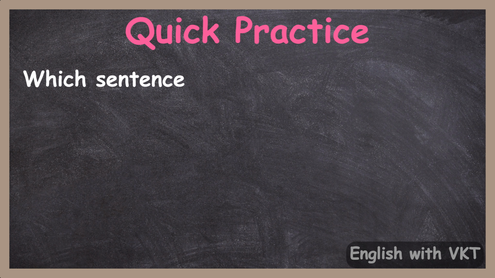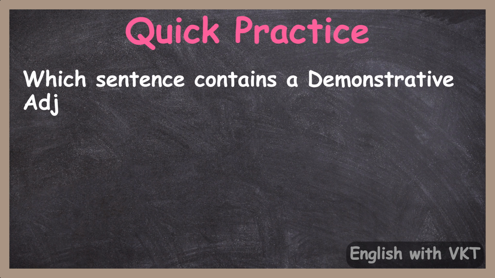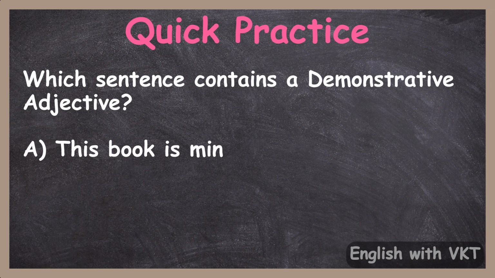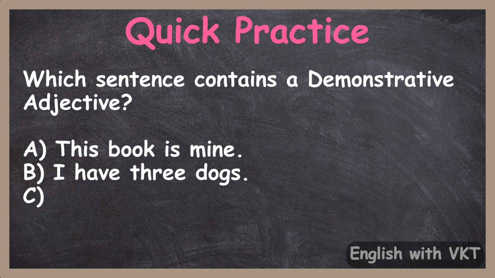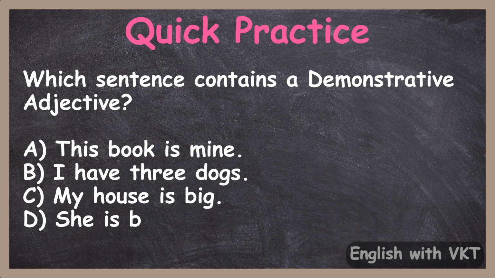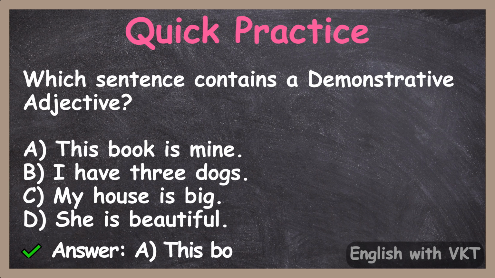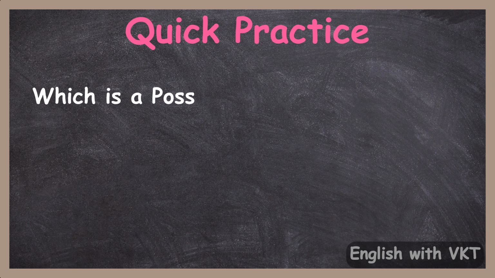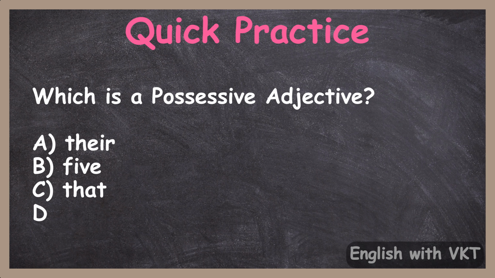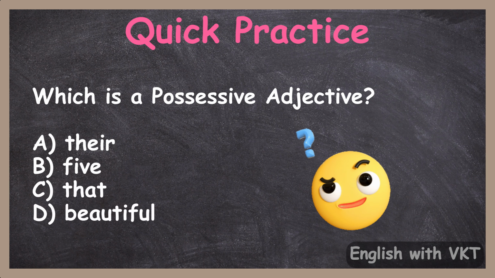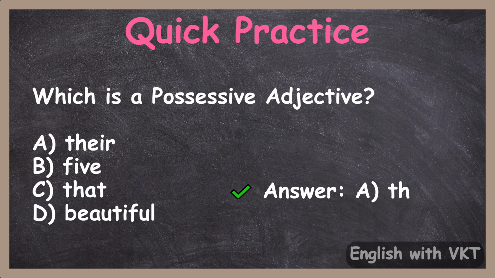Which sentence contains a demonstrative adjective? A. This book is mine. B. I have 3 dogs. C. My house is big. D. She is beautiful. Answer: A. This book is mine. Which is a possessive adjective? A. There. B. 5. C. That. D. Beautiful. Answer: A. There.